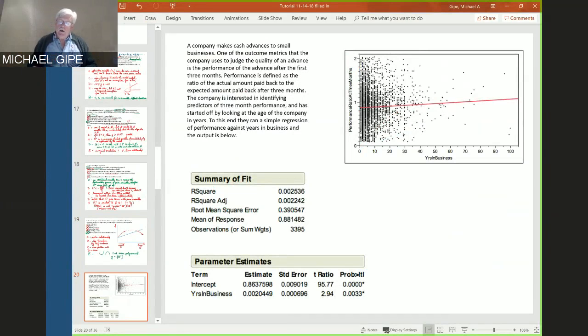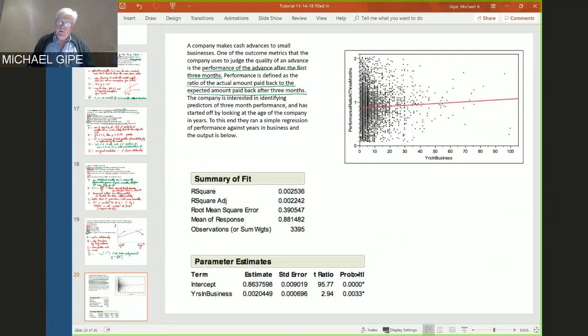Here we go. A company makes cash advances to small businesses, makes loans. One of the outcome metrics that the company uses to judge the quality of an advance is the performance of the advance after the first 3 months. So you make the loan, 3 months later, you go back and check on what's happening. The performance is defined as the ratio of the actual amount paid back to the expected amount paid back. How much do they owe at the end of 3 months? How much did they actually pay?